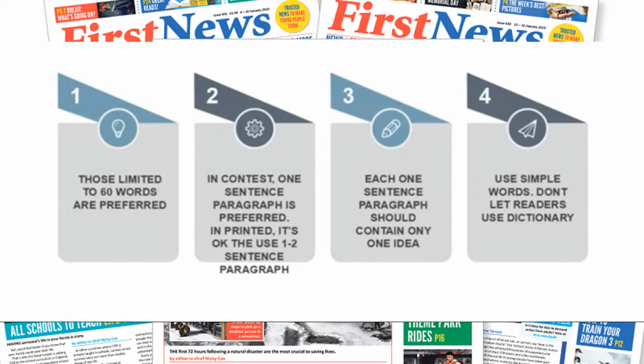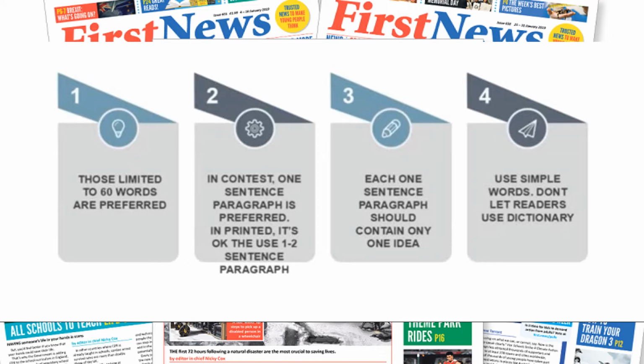Here are more tips in writing your body. Those limited to 60 words are preferred. Do not go over 60 words. In broadcast, one sentence, one paragraph is preferred. In print, it's okay to use one to two sentence paragraphs. But again, keep it short and simple. Each one sentence paragraph should contain only one idea. One sentence, one paragraph, one idea.